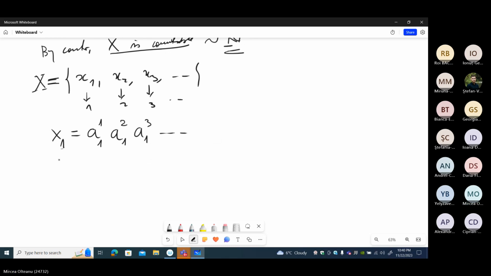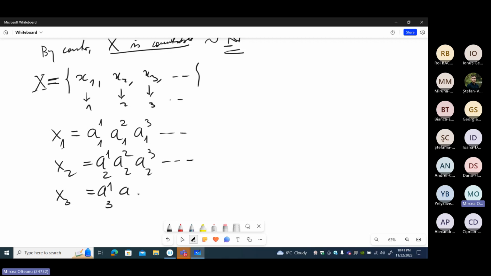Now x2, the second element here, is also a sequence of 0 and 1. I shall put the index 2 below because it belongs to x2: a 2,1, a 2,2, a 2,3, and so on. x3 is a sequence of 0 and 1: a 3,1, because it belongs to x3 and it is in the first position, a 3,2 in the second position, a 3,3, and so on. Then x4, and so on.